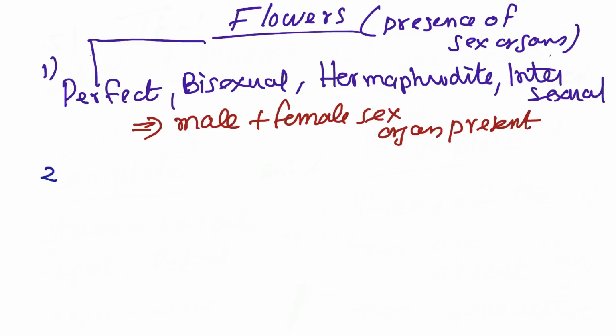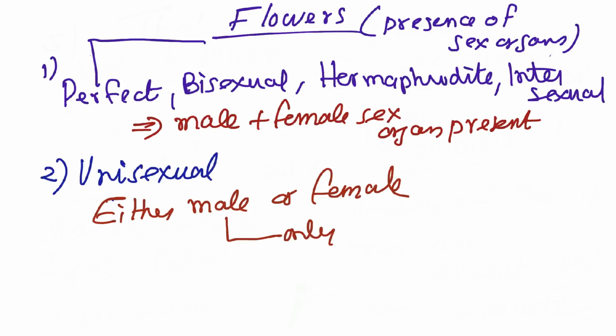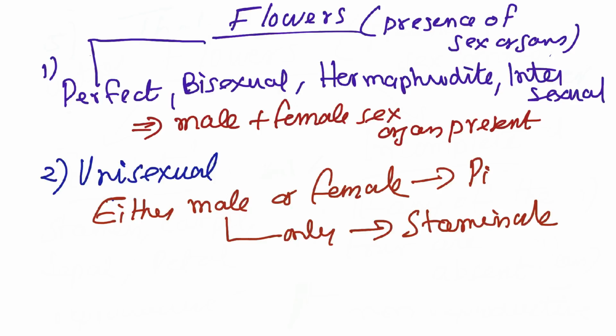The second division is unisexual, in the sense that uni means one, sexual means a particular type of sex. So it basically means either the male or the female organ is present. Both organs are not present in such flowers. If only the male is present, we call it staminate. If only the female is present, we call it pistillate. So that's the second division, that is the unisexual.